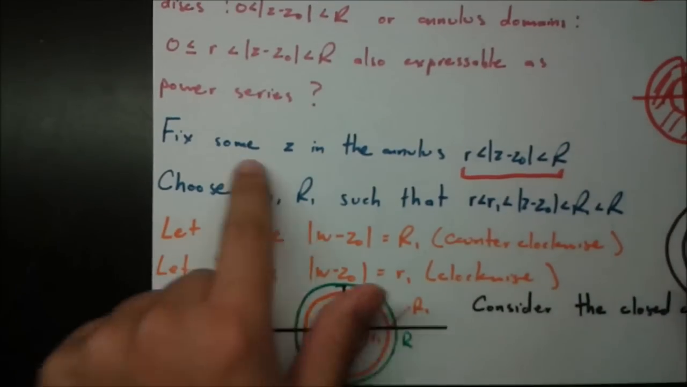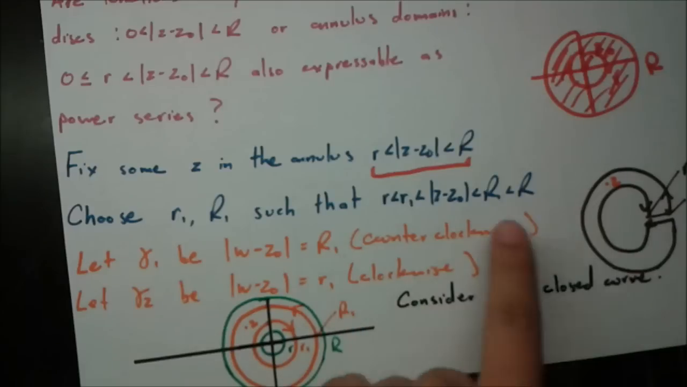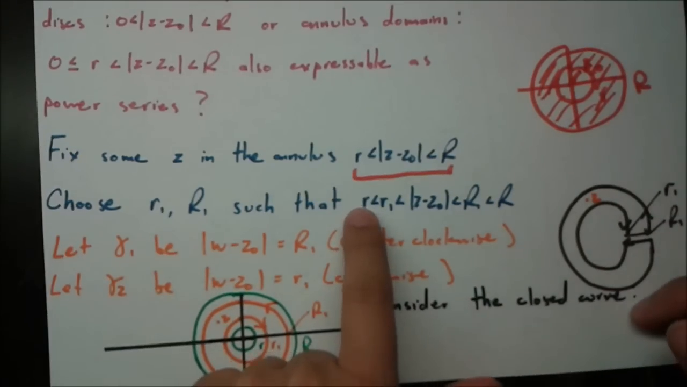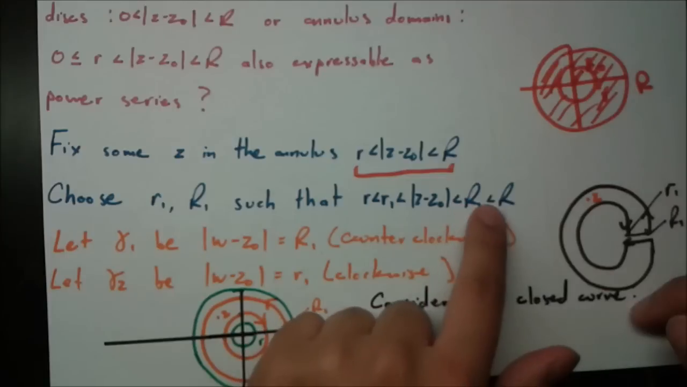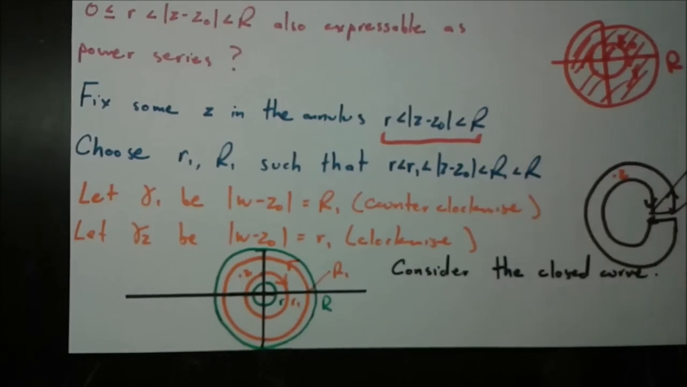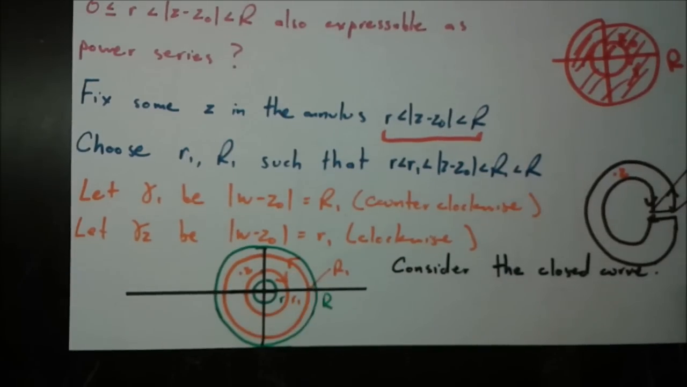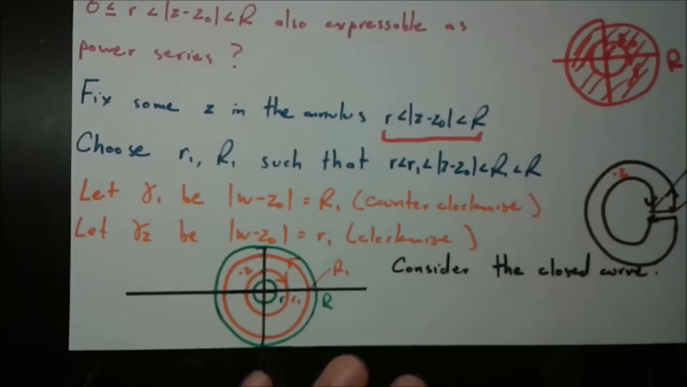Now we're going to choose an R1 and a big R1 such that this inequality is true. Let's read this: small r is less than small r1, which is less than the modulus z minus z naught, which is less than big R1, which is less than big R. This is a lot to take in, but this picture captures everything perfectly. The two green circles I've drawn are small r and big R, and the two orange circles are small r1 and big R1. Small r1 is bigger than small r, and big R1 is smaller than big R. I know that sounds a little complicated, but this picture tells it perfectly.